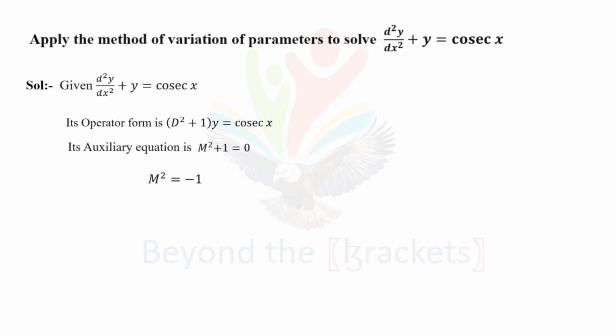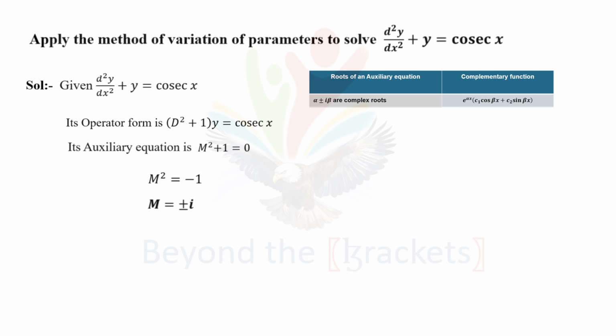The roots of this equation are m is equal to plus or minus i, which are complex roots, where alpha is 0 and beta is 1. So the complementary function is given by yc is equal to c1 cos x plus c2 sin x.